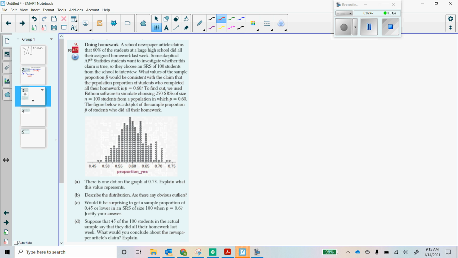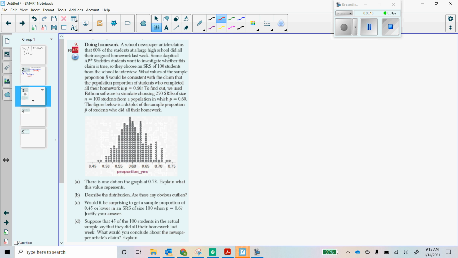Number 9, a school newspaper article claims that 60% of the students at a large high school did all their assigned homework last week. Some skeptical AP statistics students want to investigate whether this claim is true. So they choose a simple random sample of 100 students from the school to interview. What values of the sample proportion p hat would be consistent with the claim that the population proportion of students who completed all their homework is 0.6?